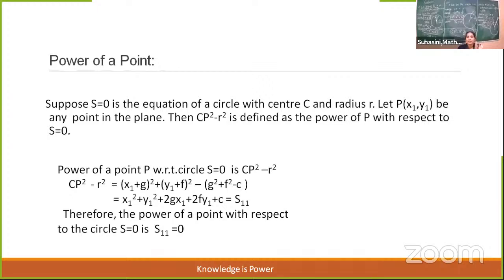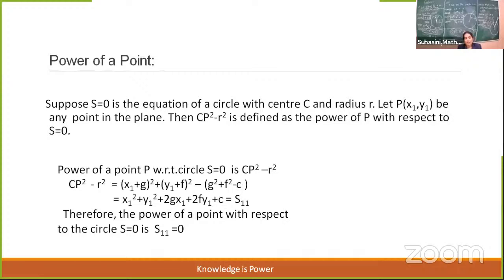So what is the power? You will be given a circle and a point, and asked to find the power of the point P(x1, y1) with respect to the circle S = 0. Then we need to find CP squared minus r squared. But do you need to calculate CP and then square it, then find the radius, then r squared, then CP squared minus r squared? Essentially not. Why? Because the value of CP squared minus r squared is S11.